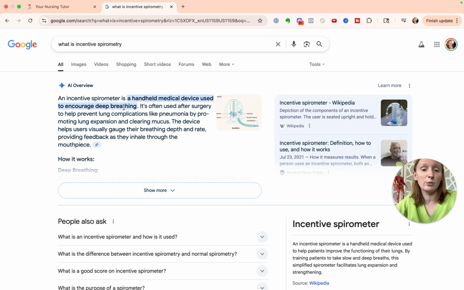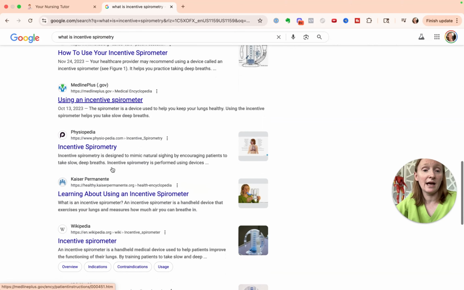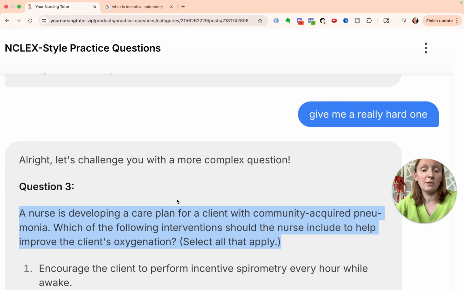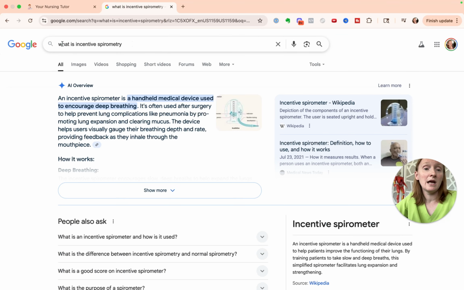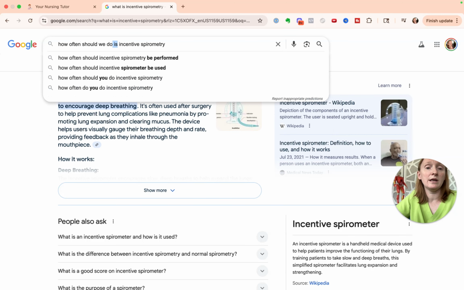It's to encourage deep breathing. And so we know that right there is probably enough to let us know it's probably going to be helpful with pneumonia, but then we can also skim around it. I do recommend skimming through some of the other answer choices just to make sure that they line up with the AI, because AI is not always right, okay? Now, the other thing we need to know, though, is every hour, is that too much? Is that too little? How often should you be doing it? So let's say, how often should we do incentive spirometry?